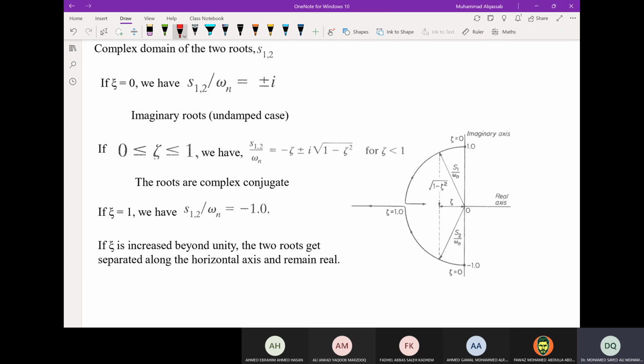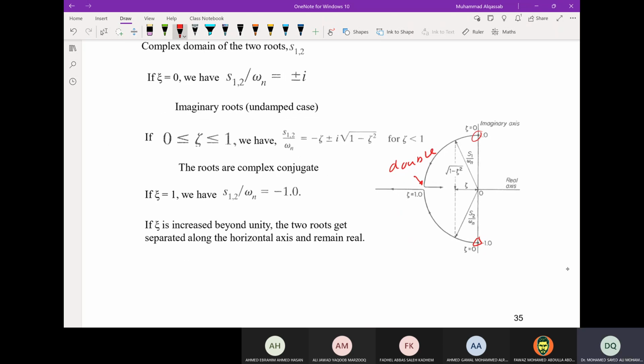So if zeta is 0, we have 2 imaginary roots. And if zeta is greater than 0 but less than 1, we have complex roots, which have imaginary and real parts. And if zeta equal to 1, we have double roots, which is the critically damped system. And if zeta is greater than 1, root number 1 will go towards 0 as zeta goes to infinity, and the second root will go to minus infinity.